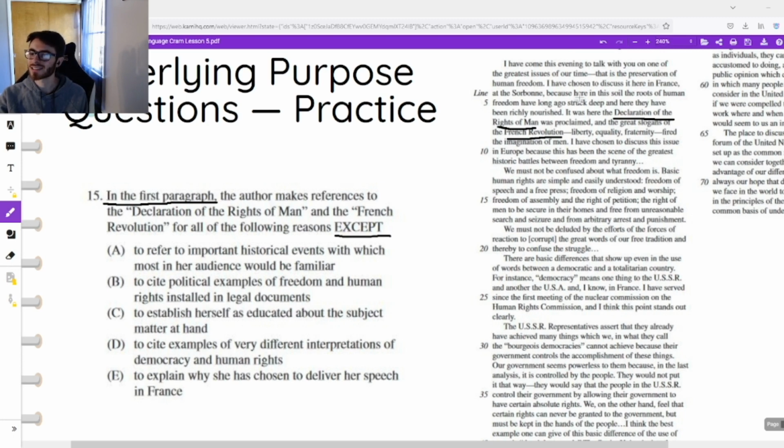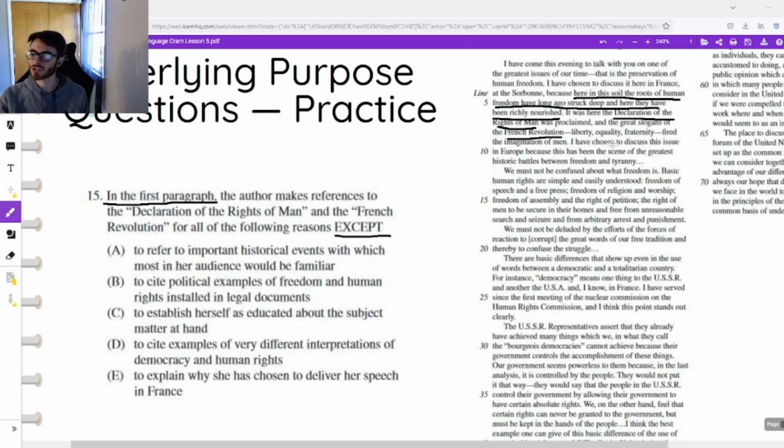Okay, so I think this is pretty obvious to find the main purpose here, right? He says, here in the soil, the roots of human freedom have long ago struck deep, and here they have been richly nourished. And then he provides these things as examples, right? The Declaration of the Rights of Man was proclaimed, and the great slogans of the French Revolution fired the imagination of men. Those are examples of how the roots of human freedom have been struck deep and richly nourished in France.